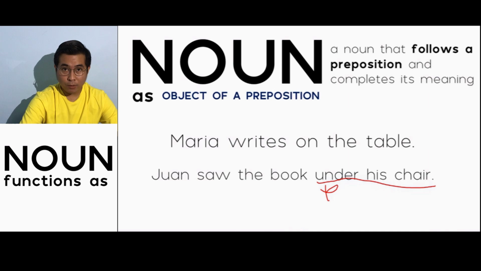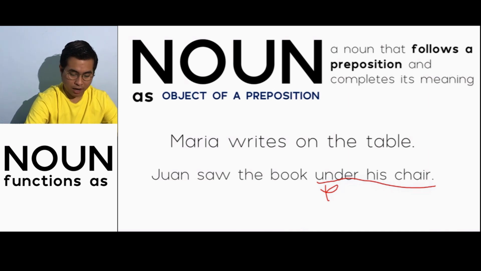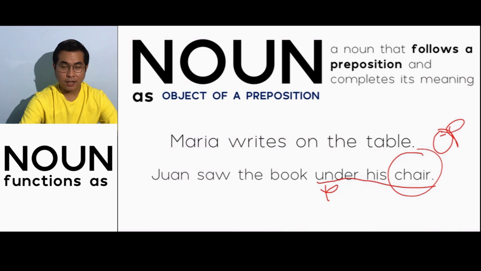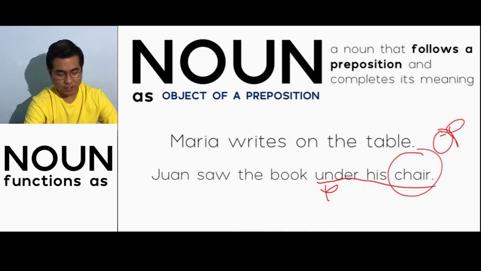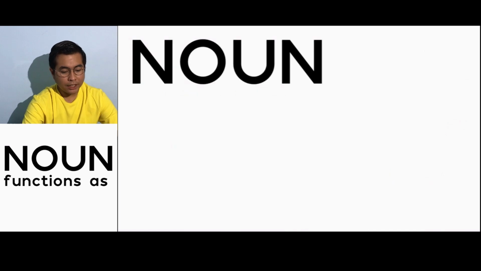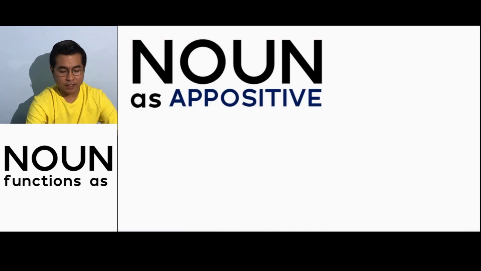Then what is now the object of the preposition? The noun that follows that. You have "chair." That's your OP. So that's your noun as object of preposition. Now let's continue with noun as appositive.